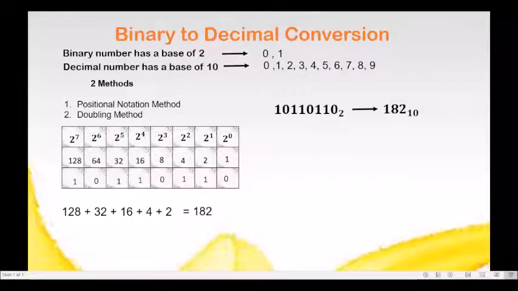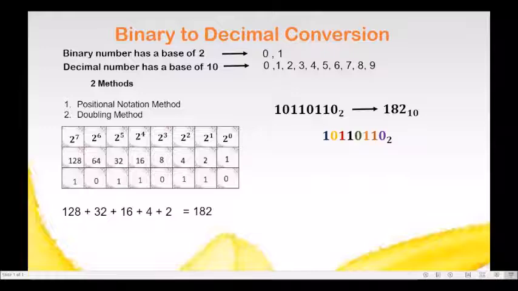Okay, so let us now use the second method, which is the doubling method, in converting our given binary number to its equivalent decimal number. We will also be using this given binary number, and this time we're going to convert it into its equivalent decimal number using the doubling method. The first step is to write down our given binary number. So we have here 1 0 1 1 0 1 1 0.